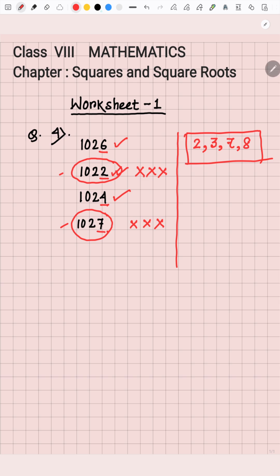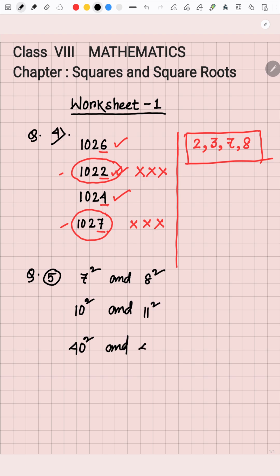Now next question, question number 5. How many non-square numbers are there between 7 square and 8 square? Next question, between 10 square and 11 square. Next is 40 square and 41 square, and so on.